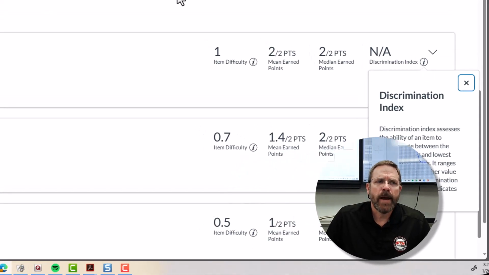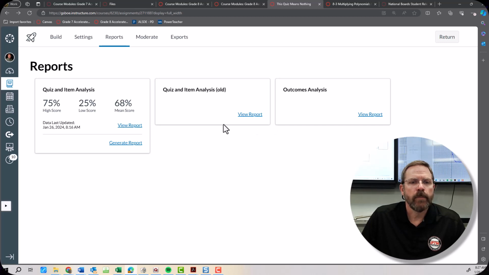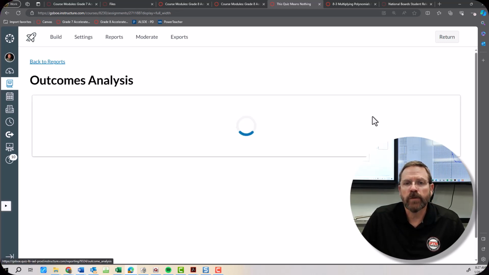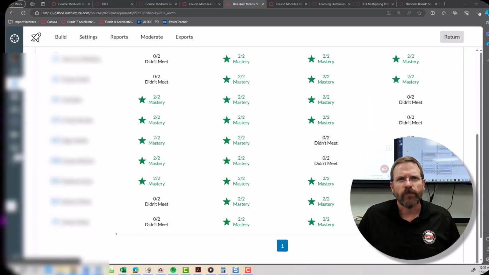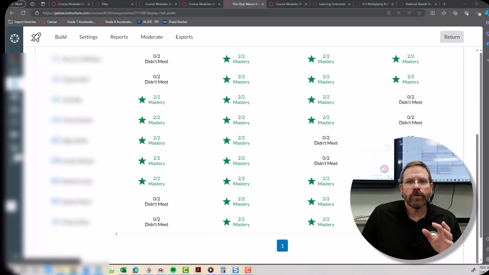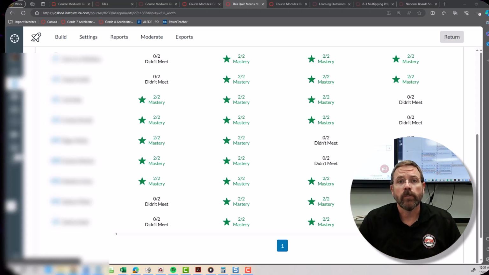Now, I'm going to hit my back button, and when I hit my back button, we're going to look at something else. We're going to look at the outcomes analysis, and this is where you see the individual math standards associated with that quiz. The first thing that really jumps out to me on this data is that they screwed up the order of my questions.